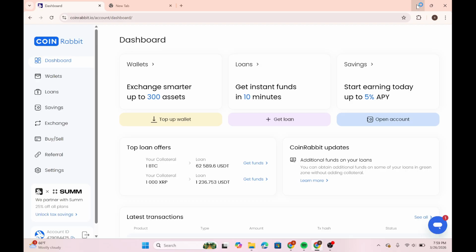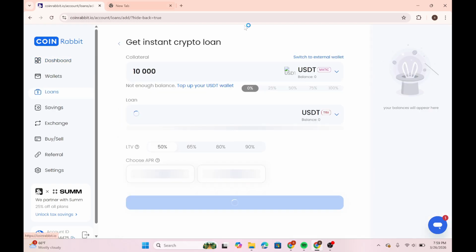In order to check it, go to Loans on the left hand side over here. Over here, you can also find the collateral. You can also switch to the external wallet. And over here, you can also select this LTV here. A platform with a high maximum LTV lets you unlock more liquidity, but also increases liquidation risk. Higher LTV means you can borrow more against the same amount of collateral.